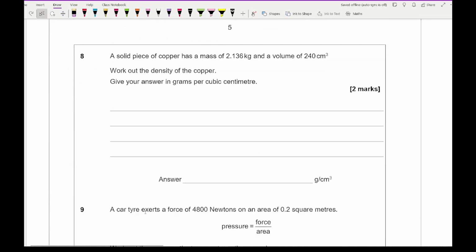Moving on to question 8, it says that a solid piece of copper has a mass of 2.136 kilograms and a volume of 240 cubic centimeters. It says work out the density of the copper, give your answer in grams per cubic centimeters.